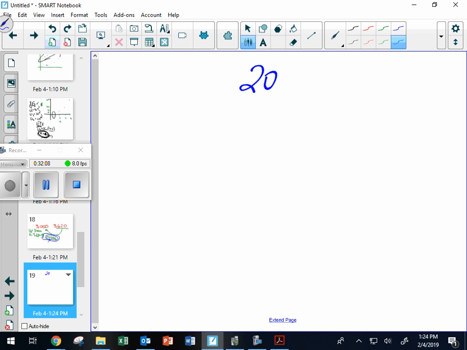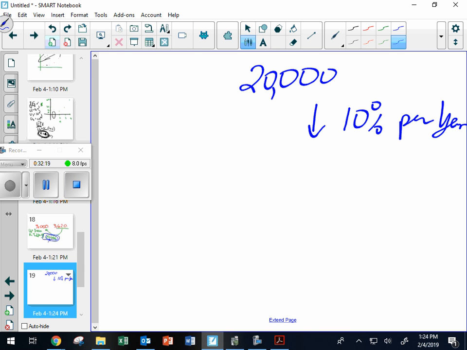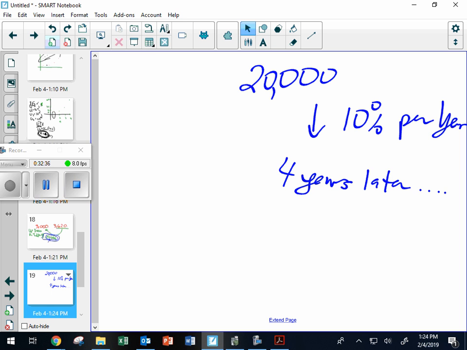A $20,000 car, that is a very realistic number, decreases by 10% per year. It loses 10% of its value. 4 years, did I say 4 years later? 4 years later, what's it worth? That is a very realistic scenario. Some people say that they lose 20%, like very early, in a year or two. It might not lose 10% every year, but it definitely goes down something every year.